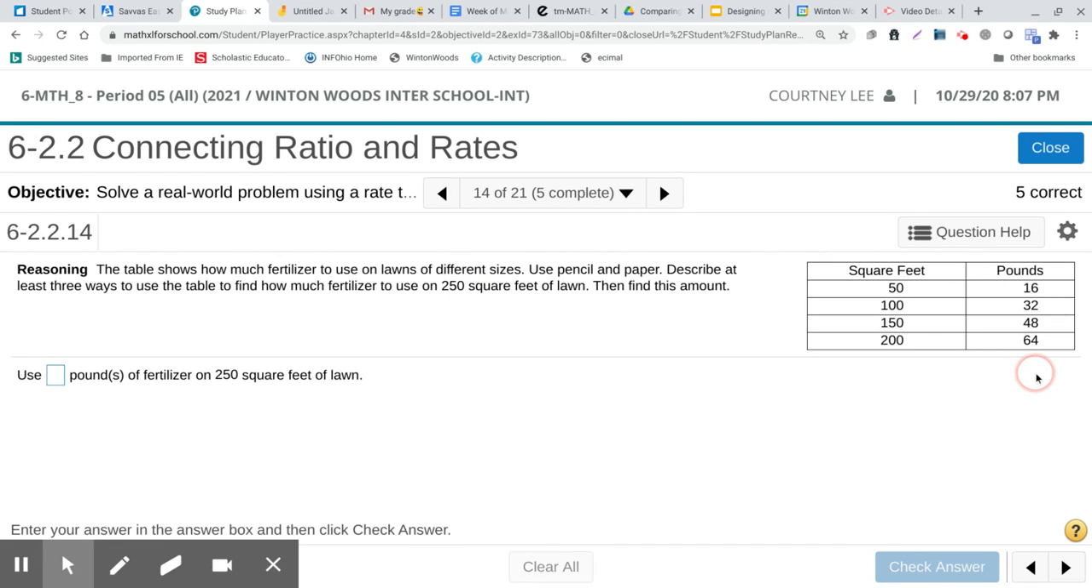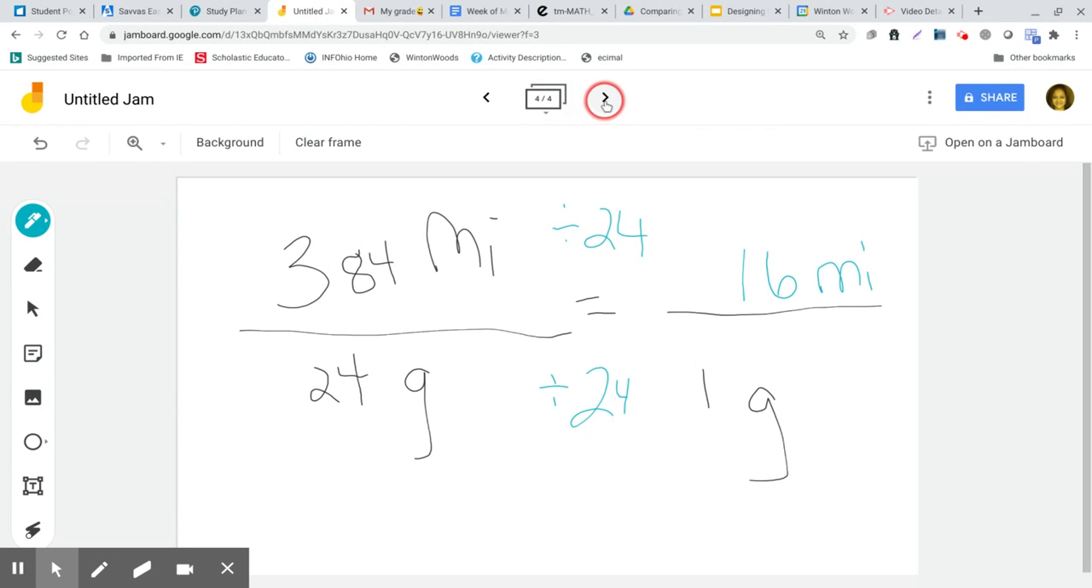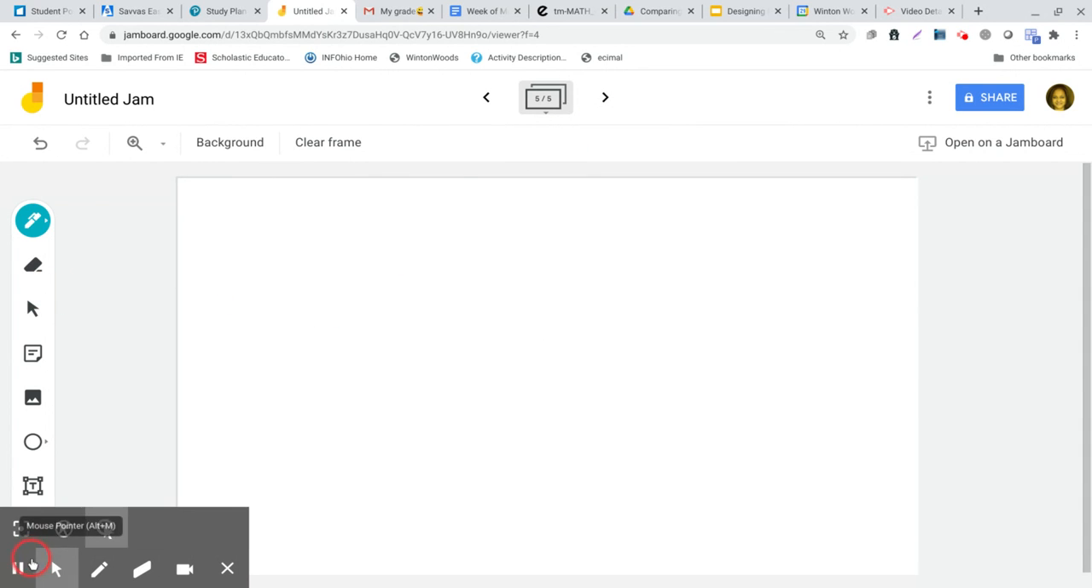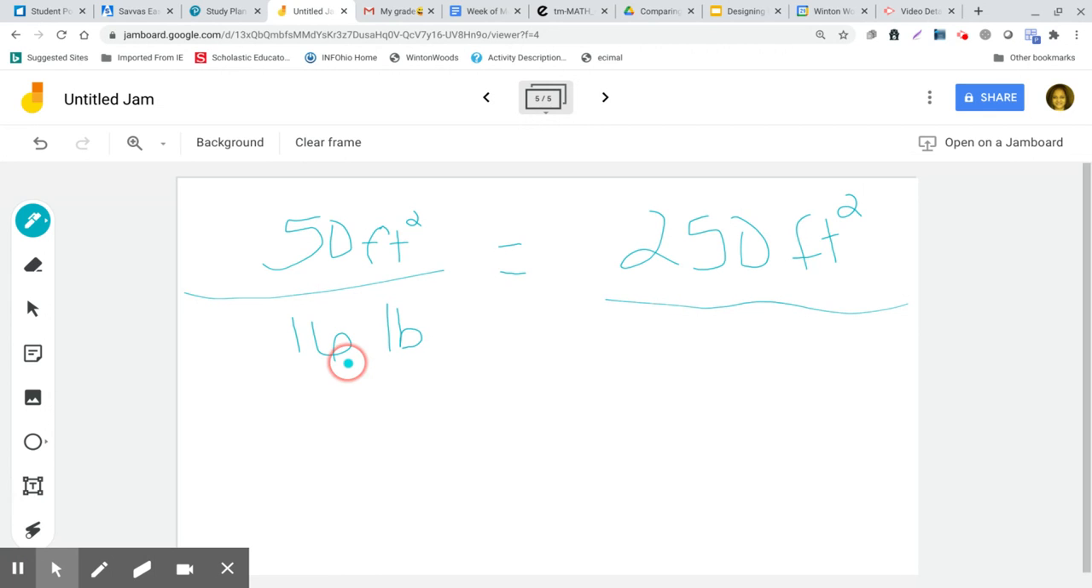So let's find a unit rate so we can figure this out. Let's set up a proportion. What do we know? We know 50 square feet is 16 pounds. So let's write that down. All right, so the information I saw on the table was 50 square feet was giving you 16 pounds.